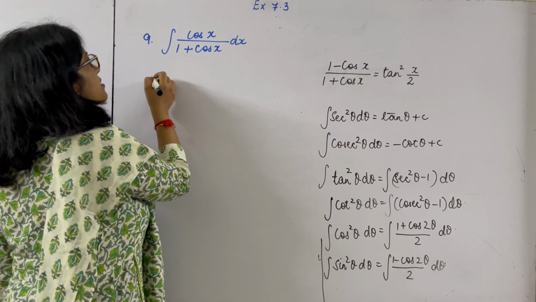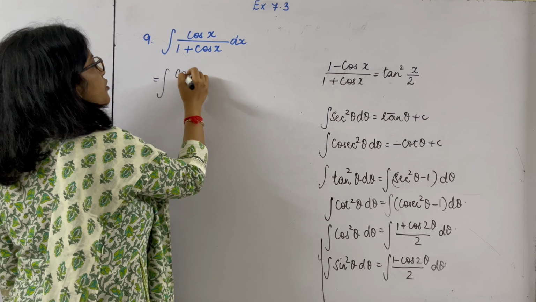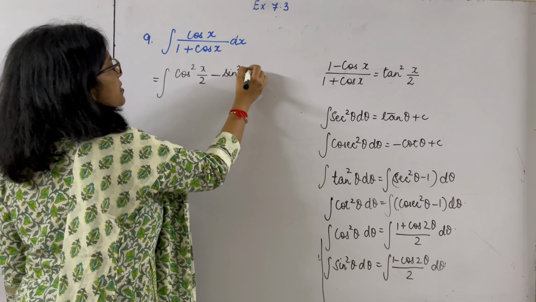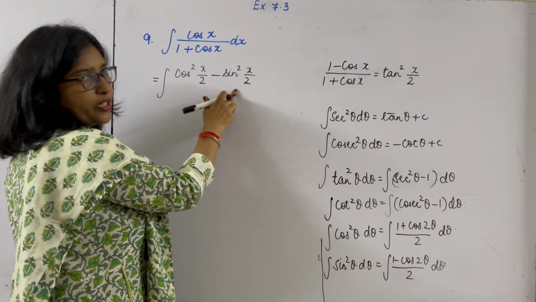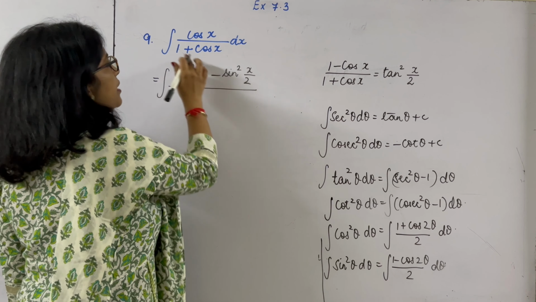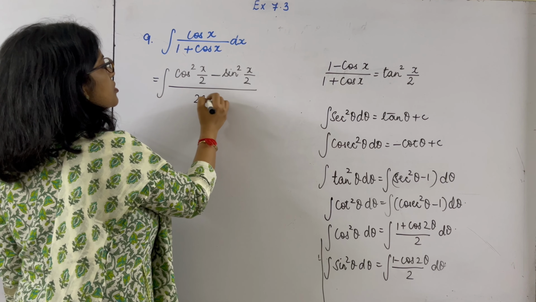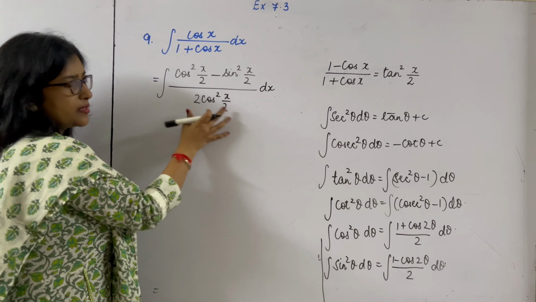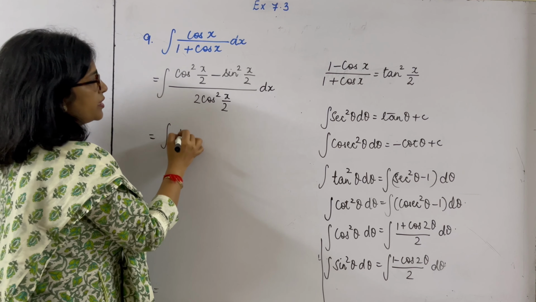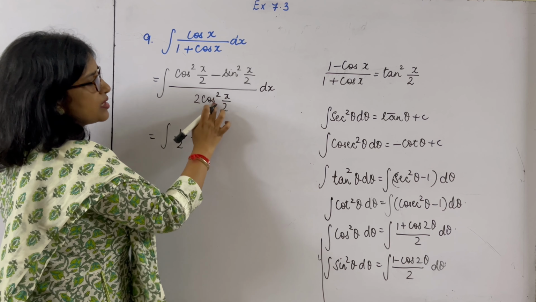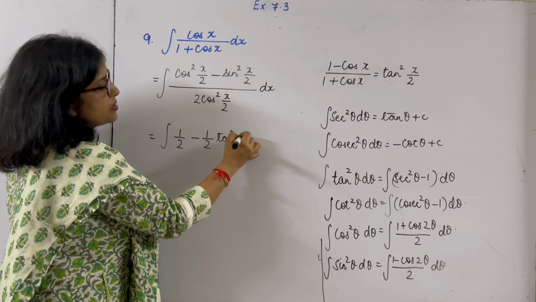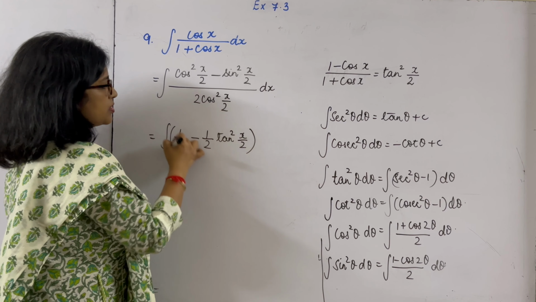Another way of solving the same question is we can apply the formula of cos x, that is cos square x by 2 minus sin square x by 2, and 1 plus cos x is 2 cos square x by 2. So when we split this up and write this separately, it is going to become integration of half minus sin upon cos, which is tan square, because it is sine square upon cos square.